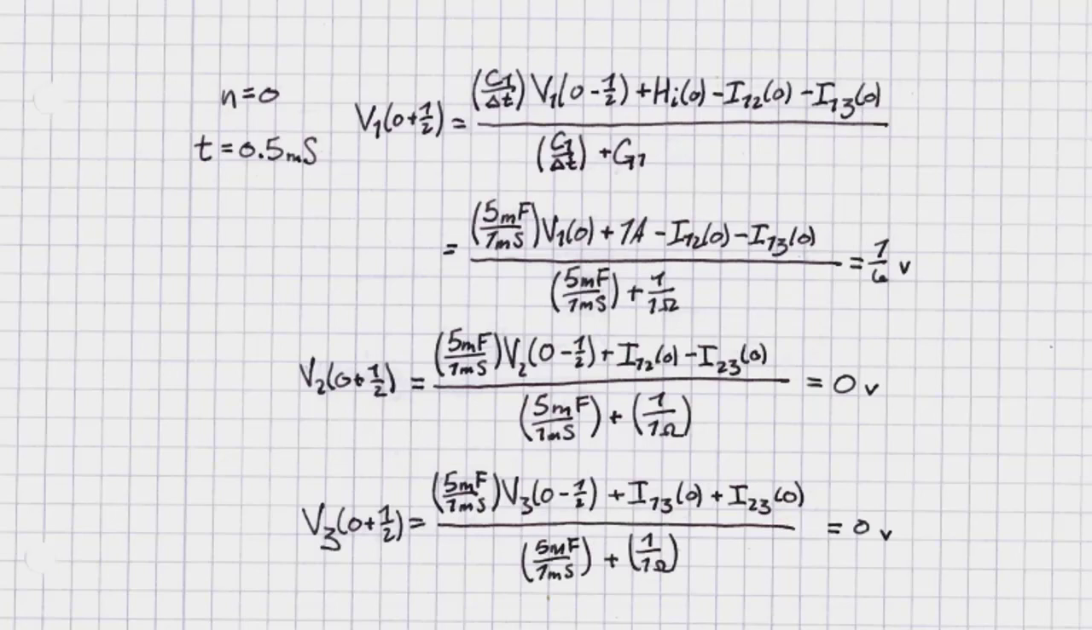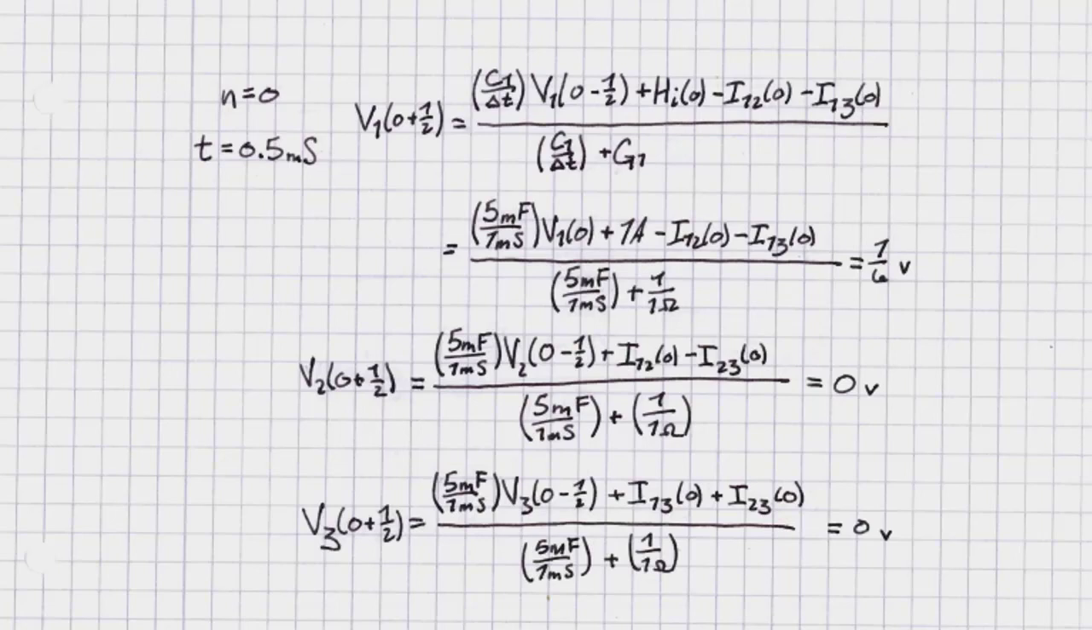This gives us V1 of 0 plus 1/2, or the first half step of V1, equals C1 V1 of negative 1/2 divided by delta t, plus Hi of 0 minus I12 of 0 minus I13 of 0, divided by C1 over delta t, plus G1. Now we have all of these values, and in fact I've plugged them in. Please remember that I12 and I13 at time 0 are both equal to 0. This gives us an initial voltage for V1 at the 1/2 time step of 1/6 of a volt.